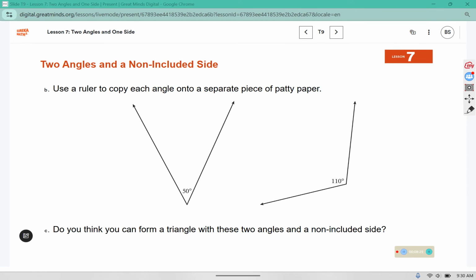Use a ruler to copy each angle onto a separate piece of patty paper. So you'll need 2 pieces, one for this angle on the left and one for the angle on the right. Then, do you think you can form a triangle with these 2 angles? And this time it says a non-included side, meaning that the angles are not going to be on both sides of the side length. They're going to be off to one side or the other. I do think I can form a triangle.